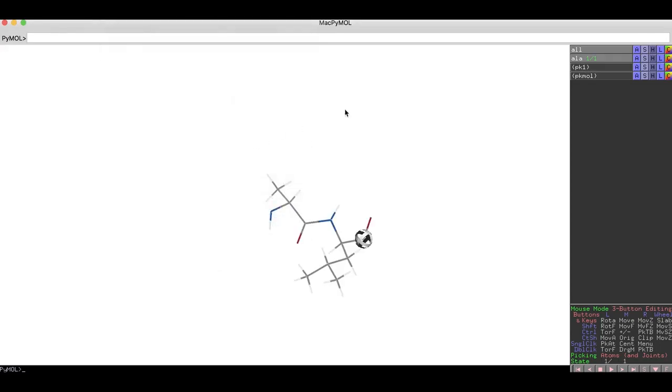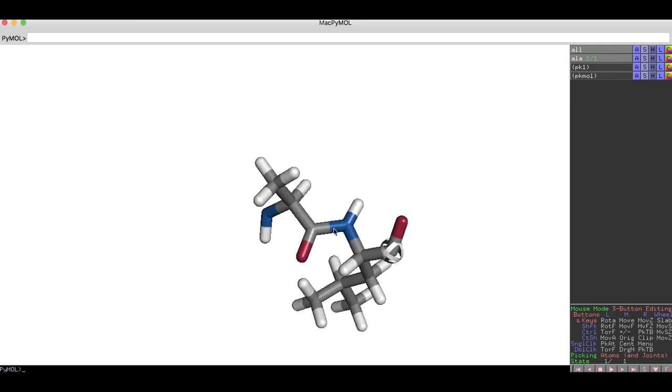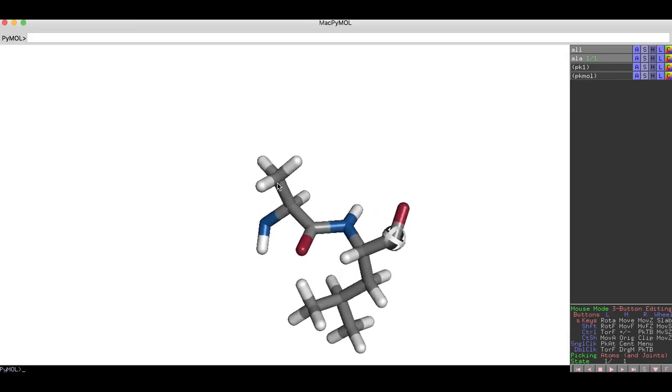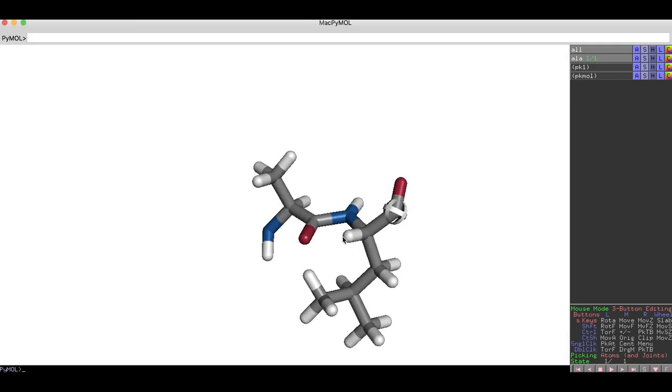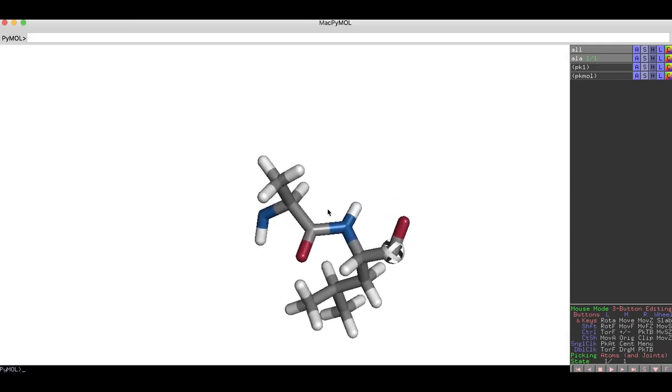Leucine, we'll say, show sticks. Okay. So here's our trans peptide bond. Here's our carbonyl. Here's our NH group. Here's our alanine side chain. Here's our leucine side chain. Notice how far apart they are. This is pointing in one direction. That's pointing in the other.